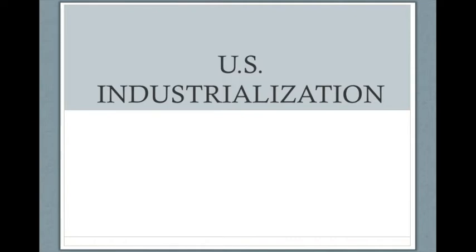U.S. industrialization occurred from the latter part of the 1800s to the early part of the 1900s. Prior to U.S. industrialization, there was something called the Market Revolution. The Market Revolution included changes in transportation and the emergence of factories.